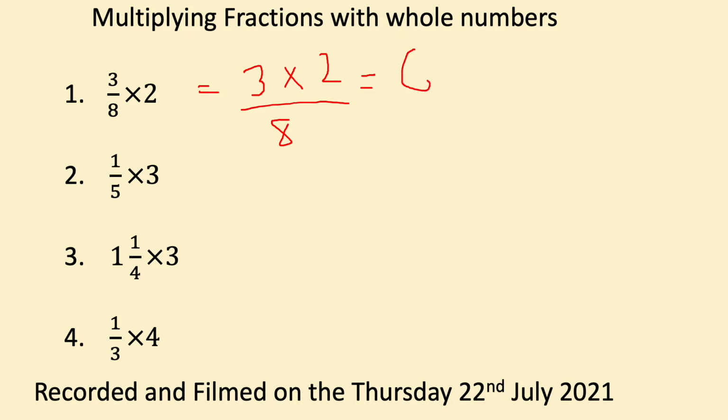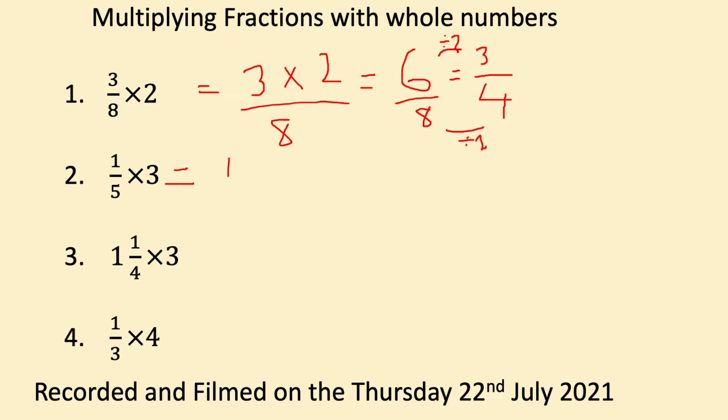3 times 2 is 6. 6 out of 8, which I can simplify to 3/4 because they are both even numbers. So I can divide top and bottom by 2. 6 divided by 2 is 3, and 8 divided by 2 is 4. So 2 is my highest common factor of 6 and 8. Okay, so that's how we simplify fractions. Sometimes fractions will simplify, sometimes they will not always simplify.